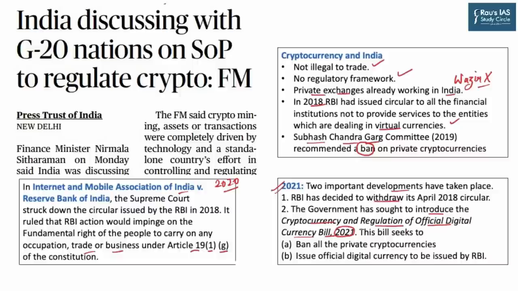The bill seeks to provide two different avenues. First, it bans all private cryptocurrencies in India, as well as it provides for the issuance of an official digital currency by the RBI on the recommendation of the Subhash Chandra Garg Committee in 2019. Well, what does it mean?